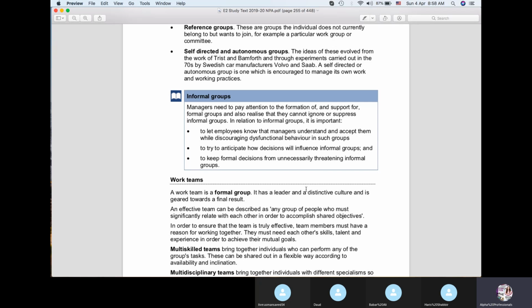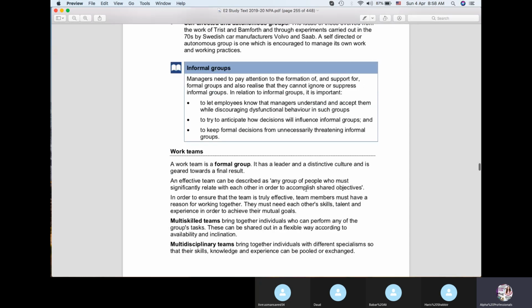To try to anticipate how a decision will influence informal groups, and to keep formal decisions from unnecessarily threatening the informal group. It just means that while the manager is managing the formal groups, it's the responsibility of the manager to be aware of the informal groups, and they should also be managed.